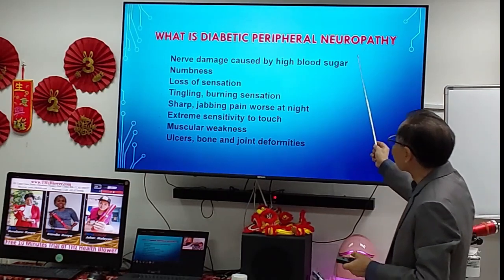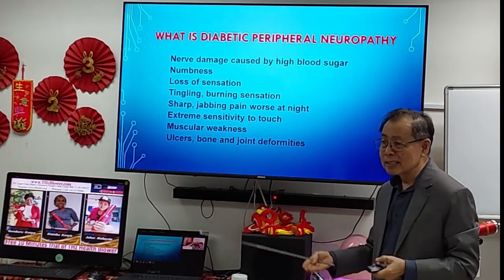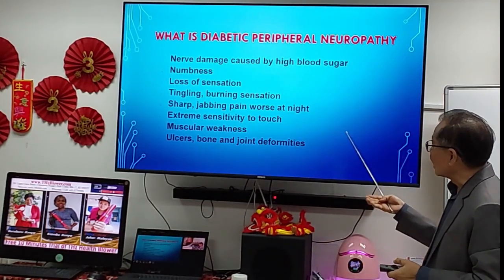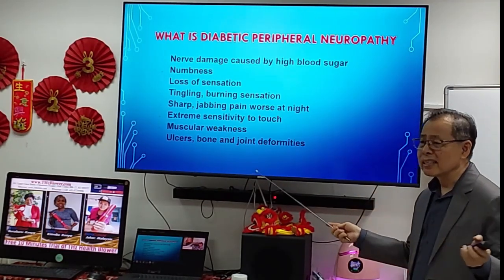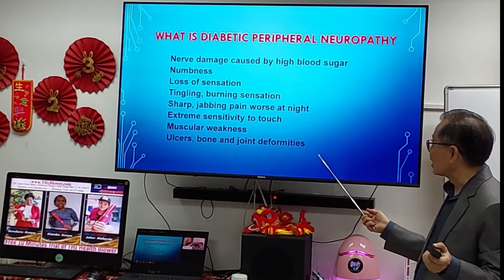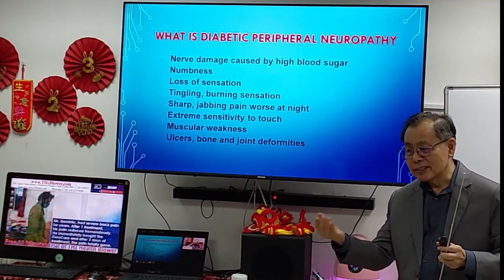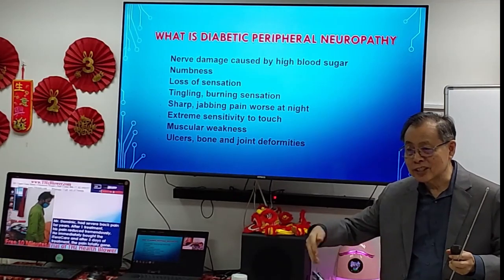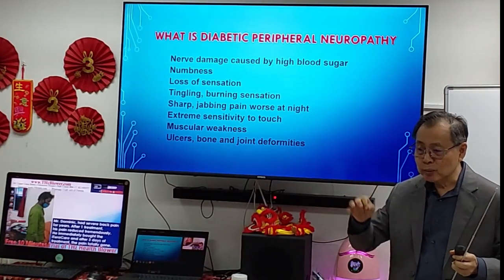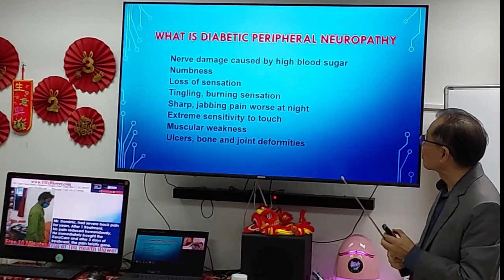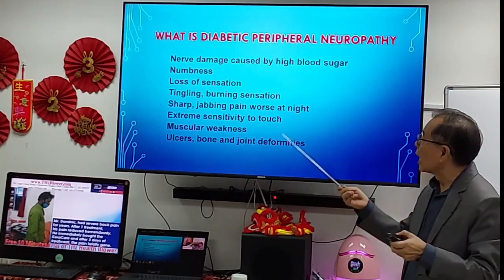So, diabetic peripheral neuropathy is nerve damage caused by blood sugar. Numbness, loss of sensations, tingling, burning sensation, sharp jabbing pain, insensitivity to touch, muscular weakness, ulcers, all kinds of deformities. That's why the neurologist, when he examines you, touches you and tests for pain sensations. These are various ways to test whether your nerve is still functioning or not. And when it's not functioning, that means the nerves in your extremities are all affected.